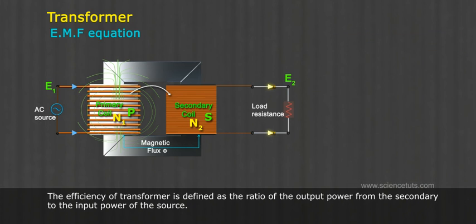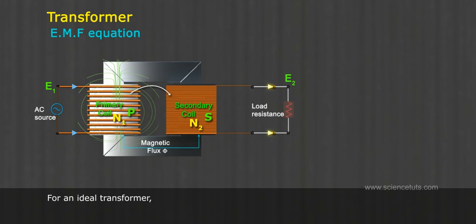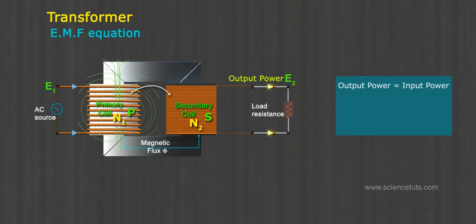The efficiency of a transformer is defined as the ratio of the output power from the secondary to the input power of the source. For an ideal transformer, output power equals input power. Input power equals E1 I1. Output power equals E2 I2.